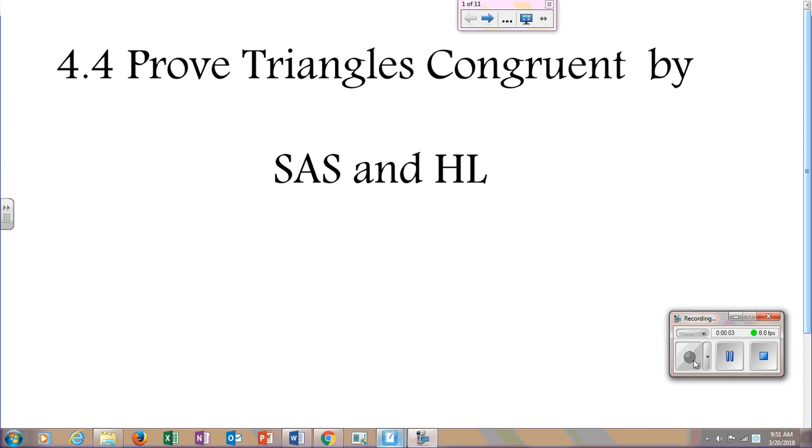Okay, today's lesson is 4.4, Prove Triangles Congruent by SAS and HL. So today we're clearly going to get into what SAS means and what HL means.